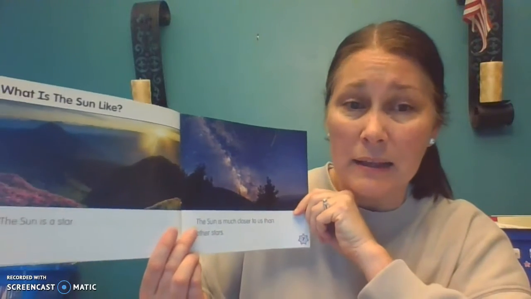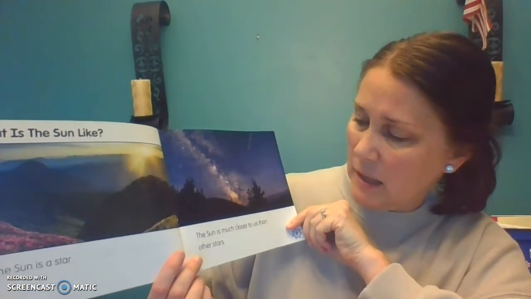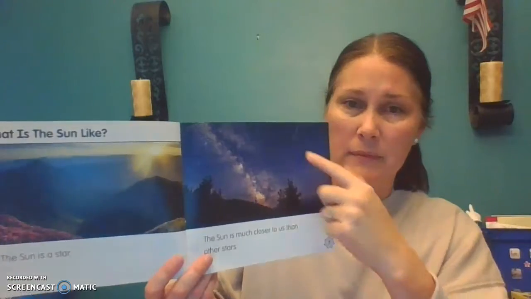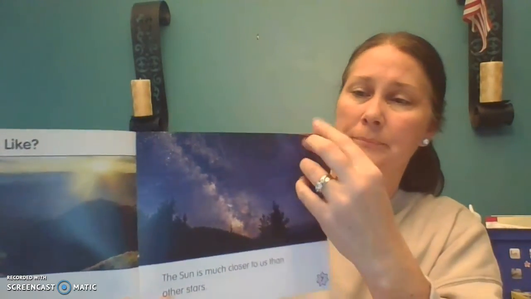So here we go. The sun. That's cool. The sun is in space. Space is up above the sky. What is the sun like? The sun is a star. The sun is much closer to us than other stars. That's why it looks so big, right? That makes sense. See all the other stars there? I don't know if you can see that through the screen. It's very pretty.